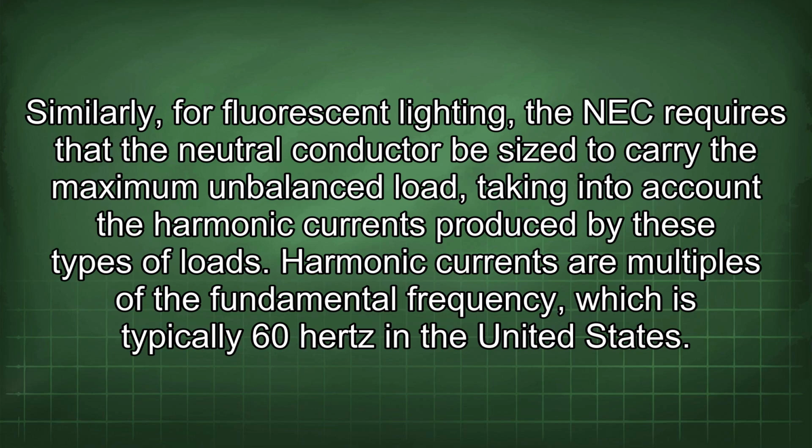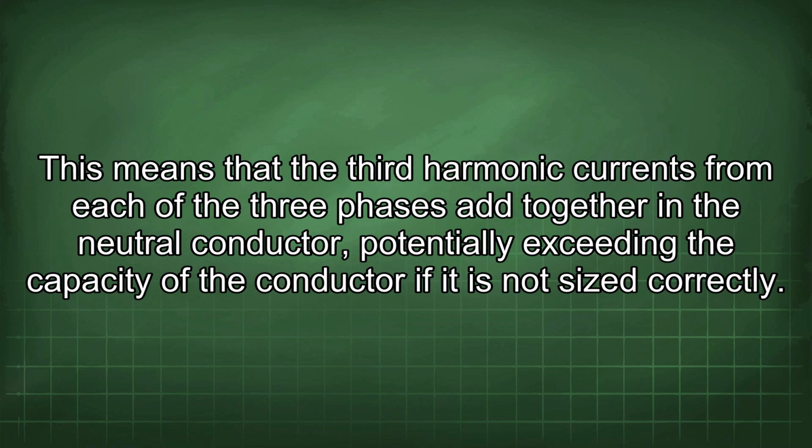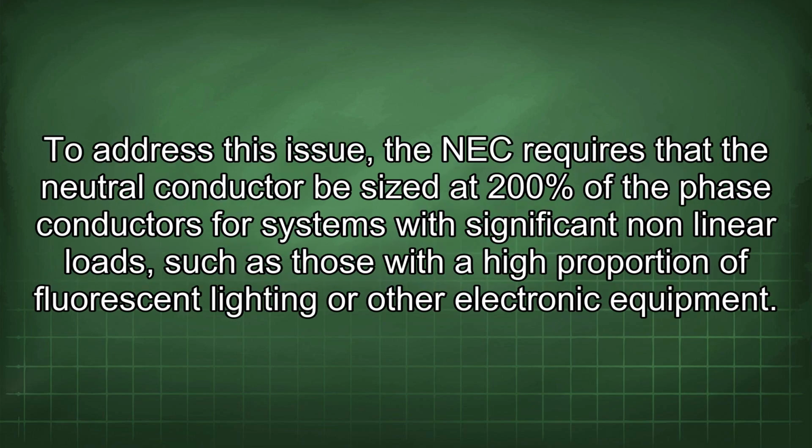Harmonic currents are multiples of the fundamental frequency, which is typically 60 Hz in the United States. These harmonic currents can cause overheating of the neutral conductor if it is not sized properly. The third harmonic is particularly problematic, as it is additive in the neutral conductor in a three-phase system. This means that the third harmonic currents from each of the three phases add together in the neutral conductor, potentially exceeding the capacity of the conductor if it is not sized correctly. To address this issue, the NEC requires that the neutral conductor be sized at 200% of the phase conductors for systems with significant nonlinear loads, such as those with a high proportion of fluorescent lighting or other electronic equipment.